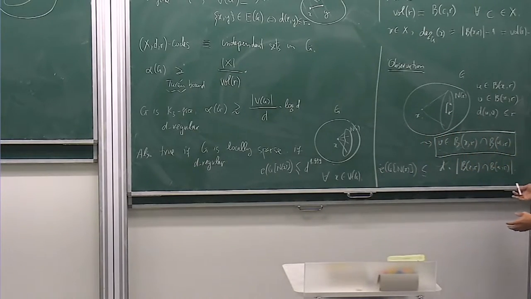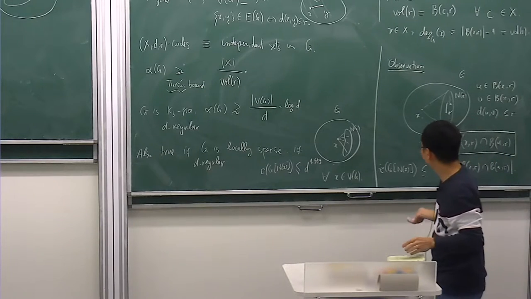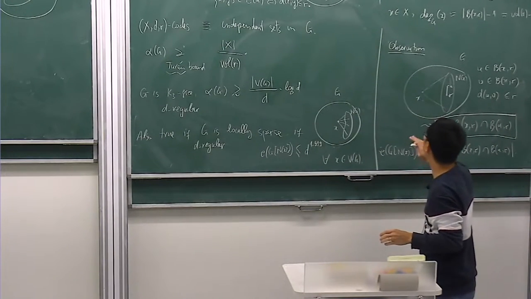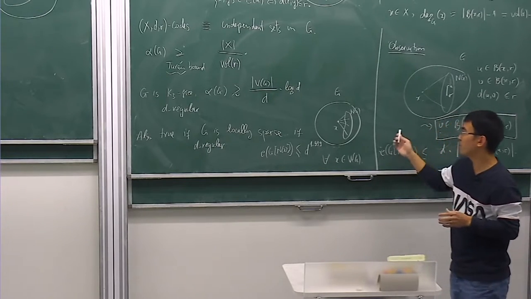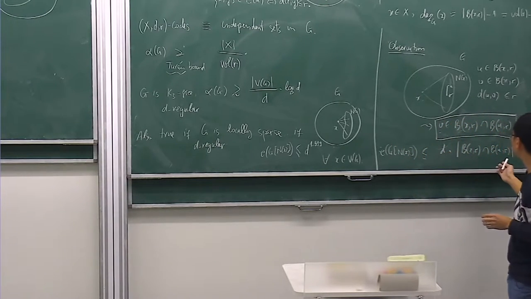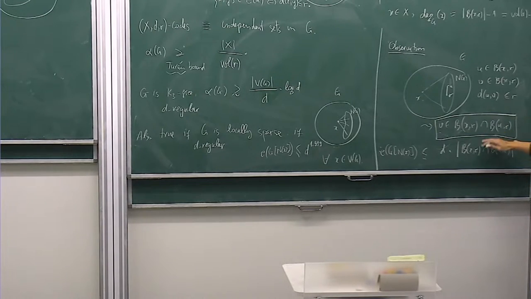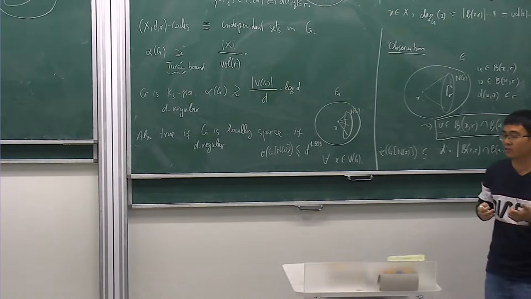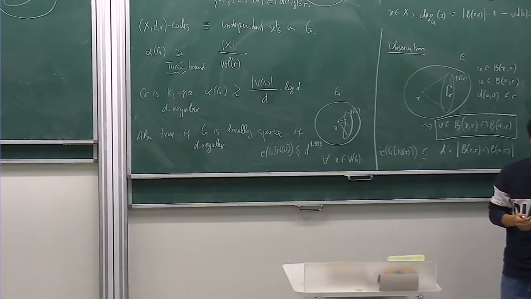So actually in our proof it is a little bit complicated, because this bound is not always good: the intersection can be very big if the distance between U and X is big. So we got some refinement of this definition to make it work. But I think this captures the idea of why the intersection volume is crucial for showing the local sparseness of the graph.